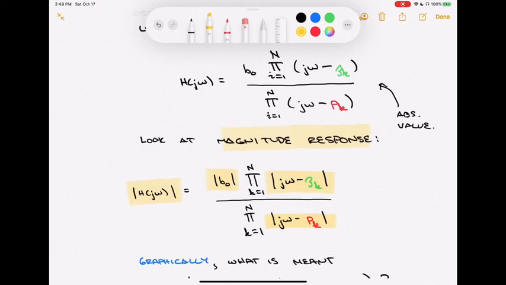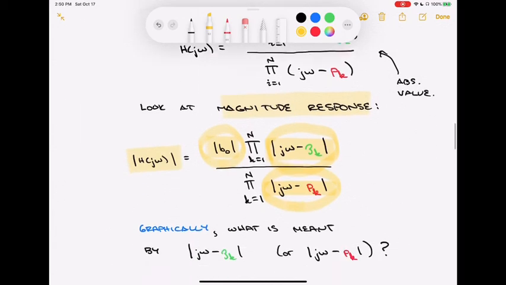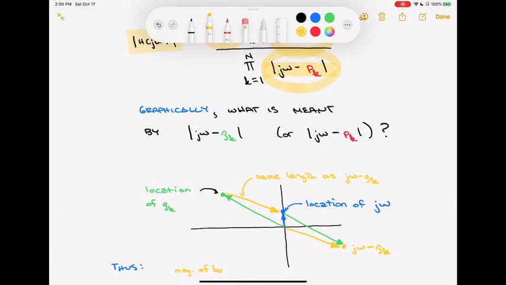The absolute value of a constant is easy. We don't have to worry about that. It's trying to figure out what we mean by the absolute value of j omega minus zk, or the absolute value of j omega minus pk. zk and pk can be complex, and clearly j omega is complex. So we'd like to think about what is the absolute value of a difference of some complex numbers. We can do this graphically, and I think this graphical view is going to be really helpful for understanding how we can quickly estimate magnitude response based on pole zero information. So graphically, what is meant by the term absolute value of j omega minus zk or j omega minus pk? They're the same thing.